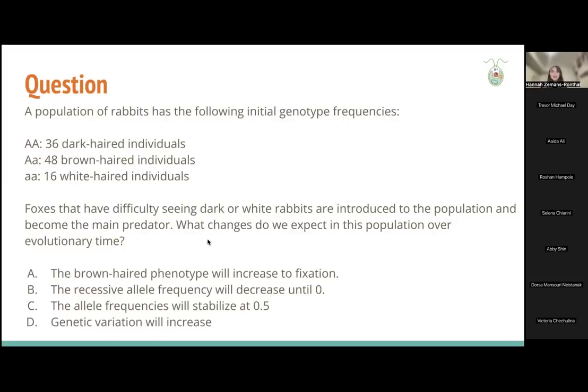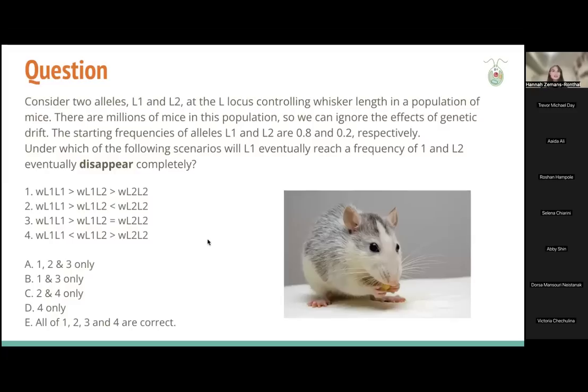Okay, next question. So consider two alleles, L1 and L2, at the L locus controlling whisker length in a population of mice. There are millions of mice in this population, so we can ignore the effects of genetic drift. The starting frequencies of alleles L1 and L2 are 0.8 and 0.2 respectively. Under which of the following scenarios will L1 eventually reach a frequency of 1 and L2 eventually disappear completely? So again, pause it, try to solve it yourself.